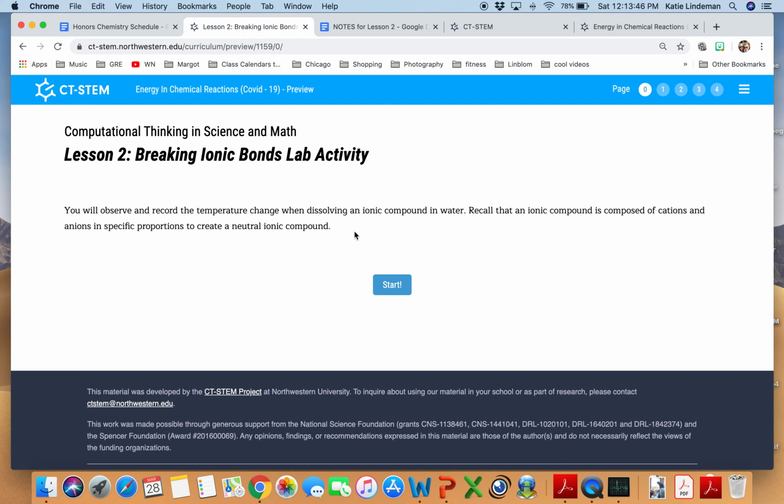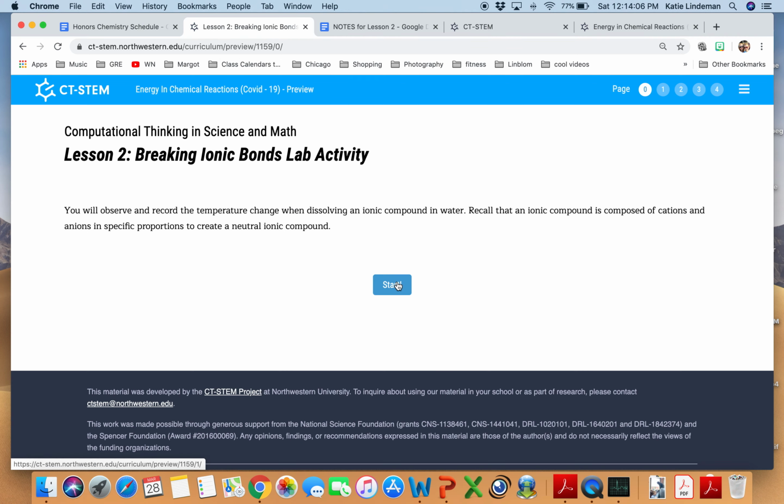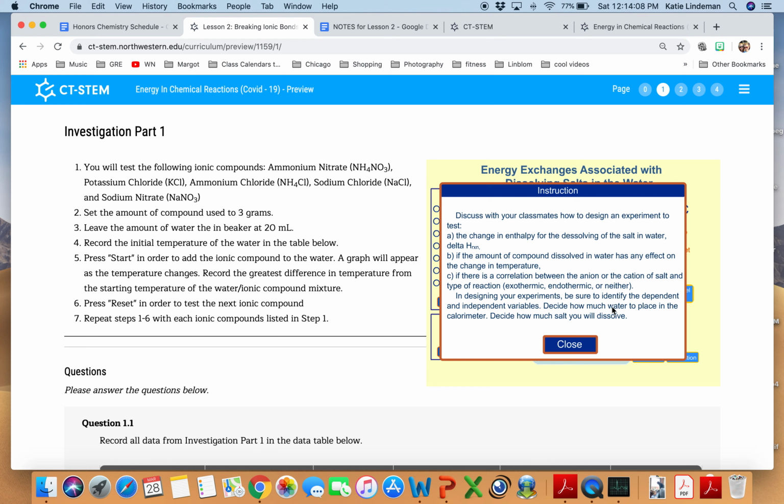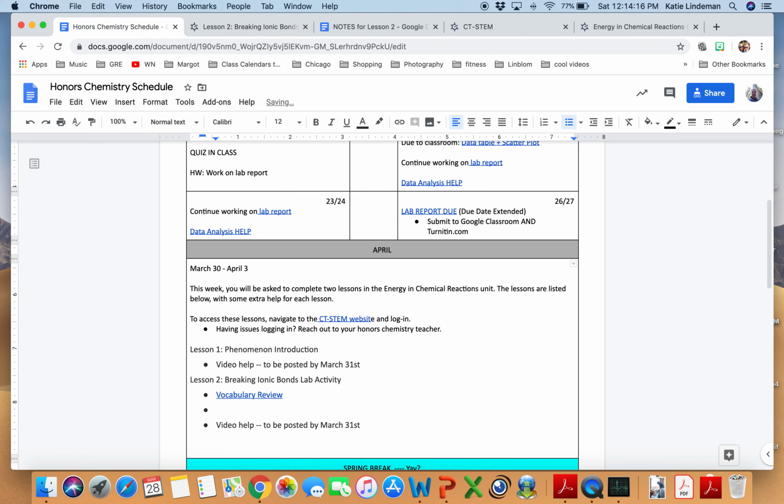Recall that an ionic compound is composed of cations and anions in specific proportions to create a neutral ionic compound. If you need a little review on what an ionic compound is, please go back to the chemistry schedule and click on vocabulary review. Okay, so let's go ahead and start. If you're not seeing this pop up, go back to the chemistry schedule. I'm going to add this in right here.